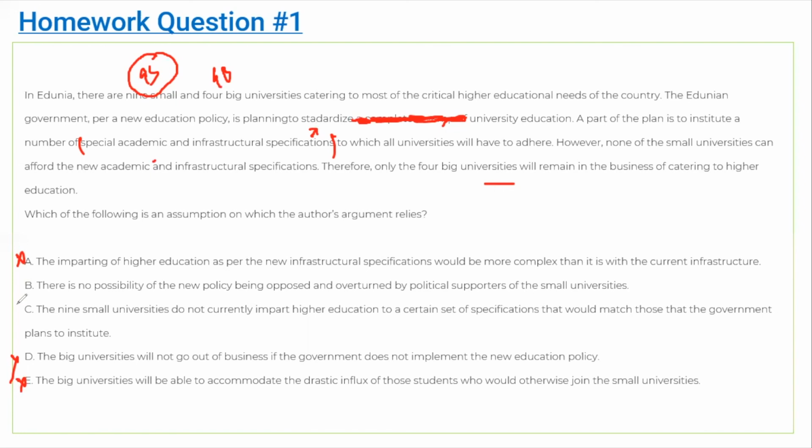Let's go to B and C. In fact, let's first talk about B. There is no possibility of the new policy being opposed and overturned by political supporters of the small universities.